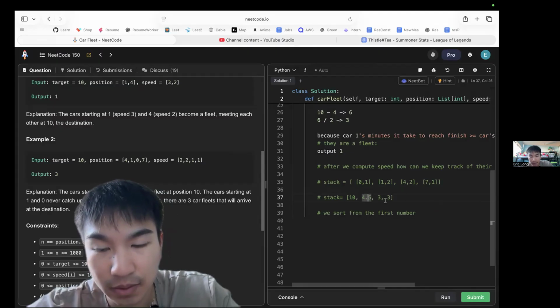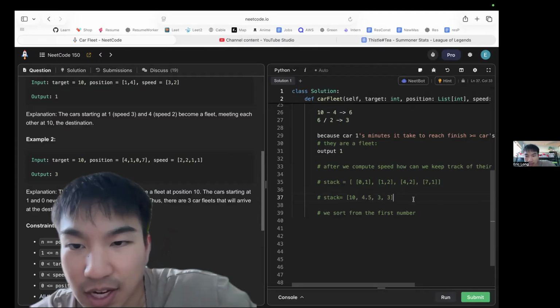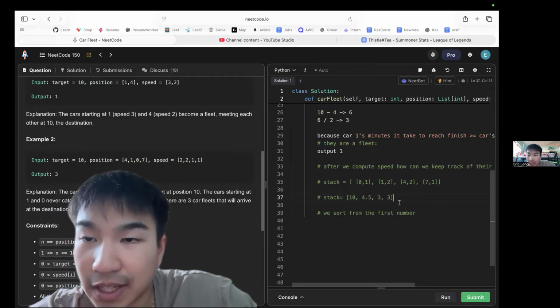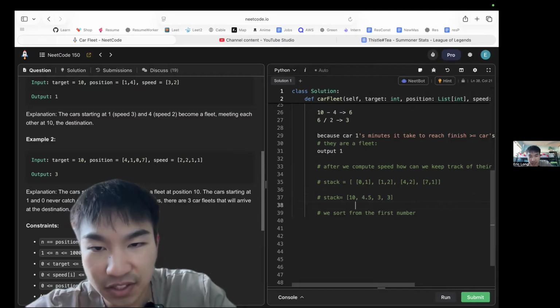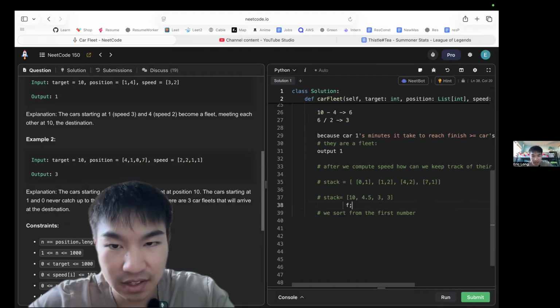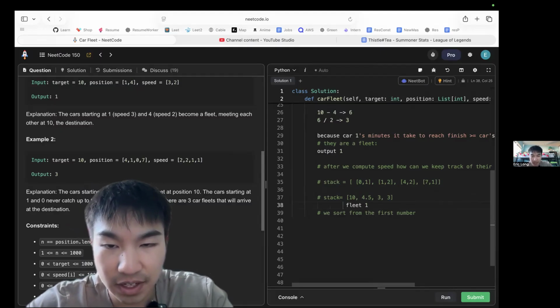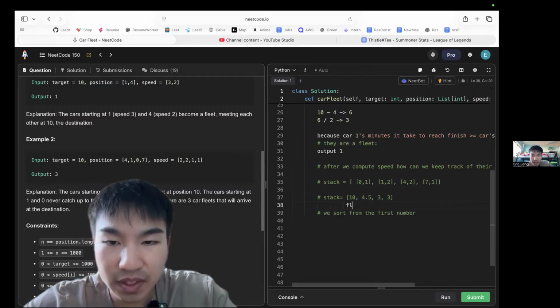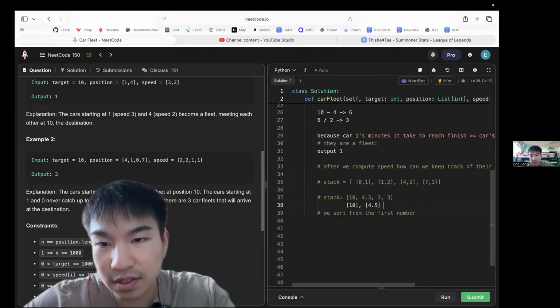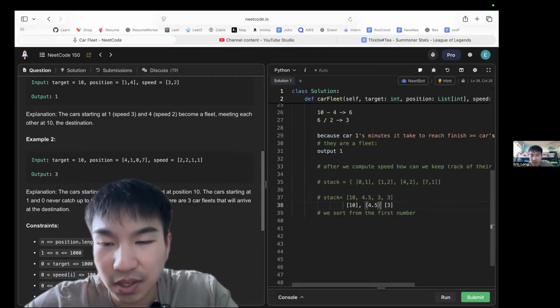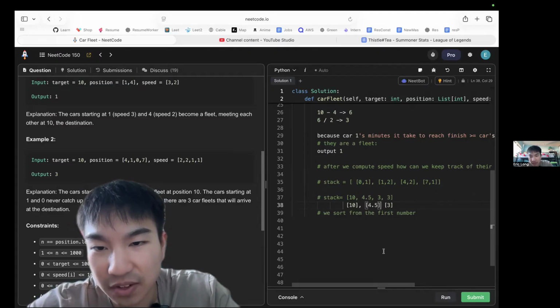So now that we have this result, let's see how we could get the output of 3. So 3 and 3, this will take 4 minutes to go. This will take 3 minutes to go. So I see three fleets right here. Fleet 1 is just 10. So I'm gonna put them in fleets. 10 would be 10, 4 would be 4.5, and the last one would be 3. So one group lands at 3, one group lands at 4.5, and one group lands at 10.